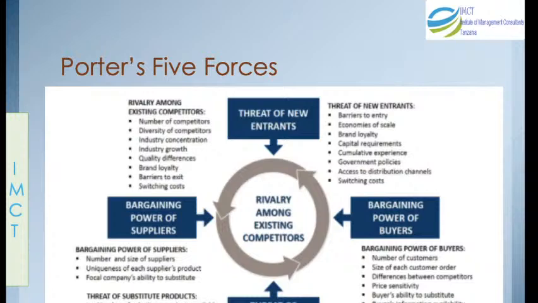But also looking at the middle of what is shown on the screen is rivalry among existing competitors. That includes the number of competitors, diversity, who they are, which size, what age, industry concentration, industry growth, brand loyalty, barriers to exit, and the so-called switching cost, which are also relevant for this matter. In that case, an organization is trying to look at the forces and the strength of each force. The 5 forces which we talk about are the threat of new entrants, bargaining power of buyers, threat of substitute products, bargaining power of suppliers, and rivalry among the competitors.